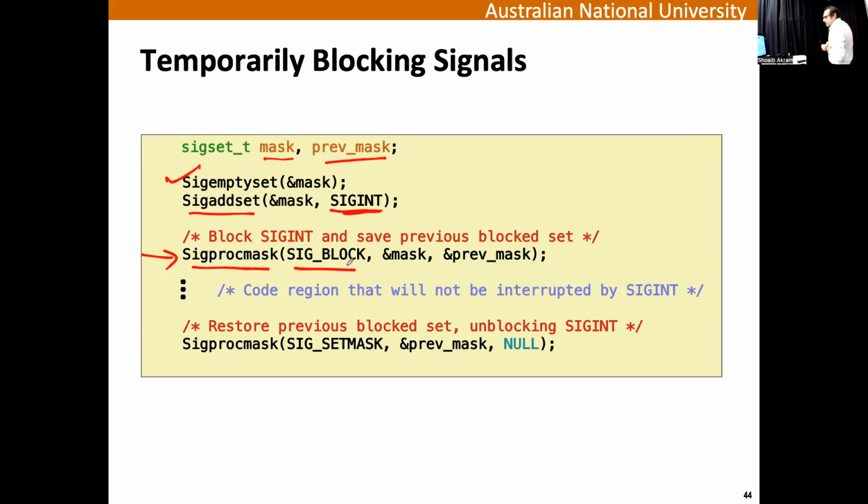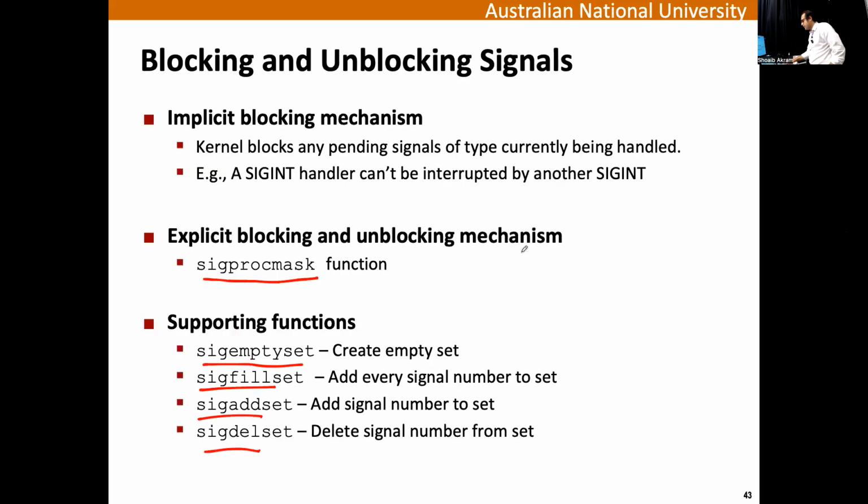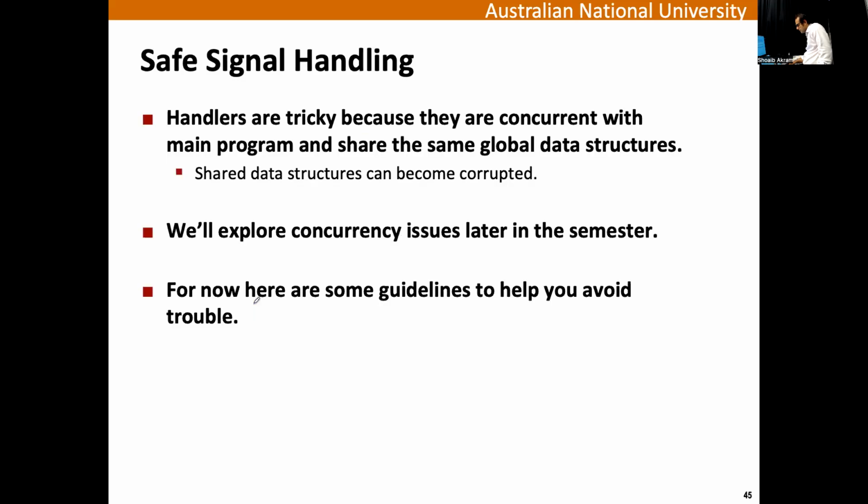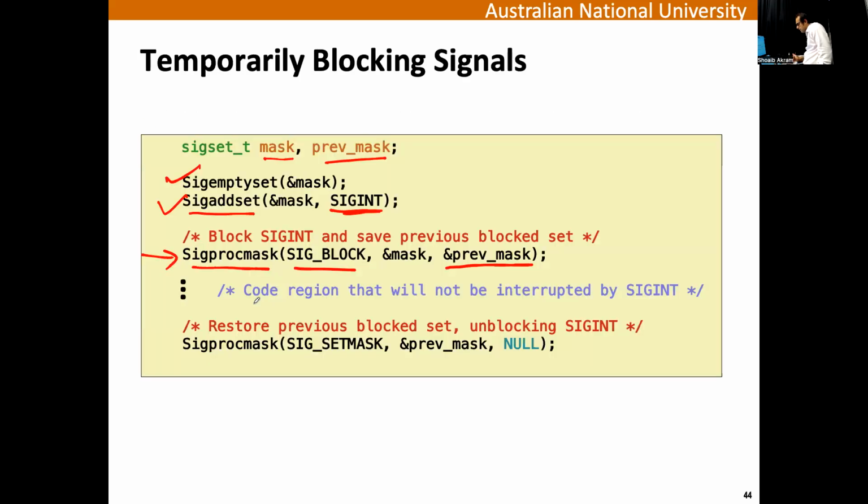So this sigprocmask will block SIGINT because here we add SIGINT to this set. And it's useful to grab the previous mask. So if you want to unblock the signals, you can apply that mask. You can do that with sigprocmask, and you can use this option, SIG_SETMASK, and provide the previous mask.